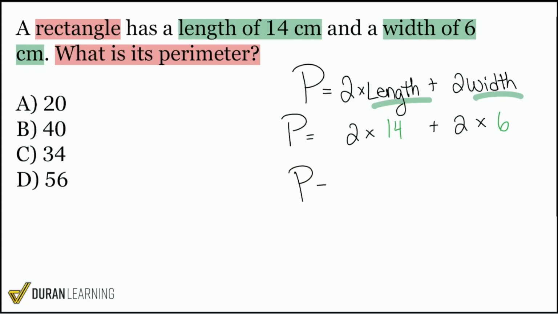So 2 times 14, that's going to be 28. 2 times 6, that's going to be 12. And now we have 28 plus 12, and we bring all that together, and that's going to be 40 centimeters. And there we go. And that's why the answer here is B, 40 centimeters.